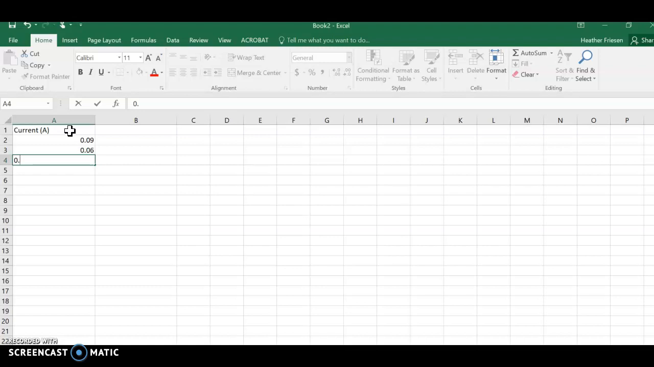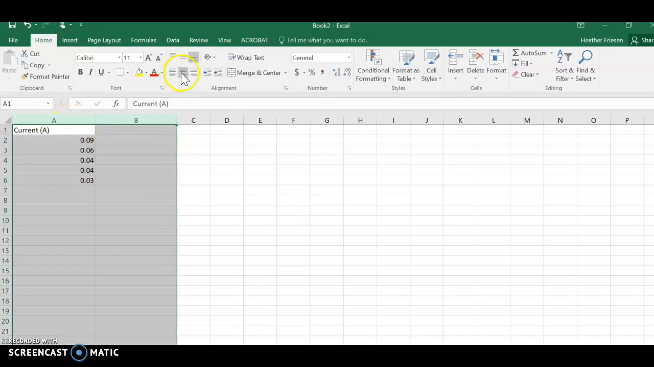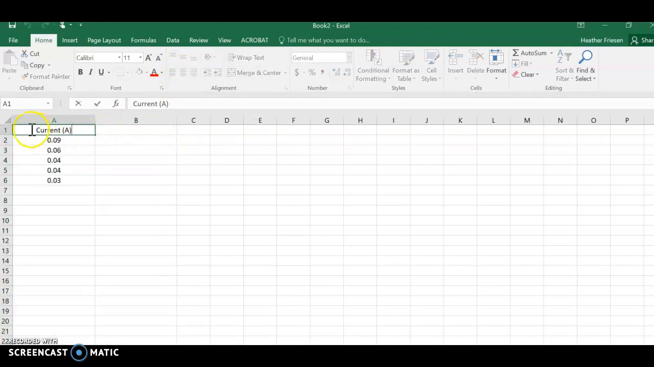And we'll just type that in, 0.4, 0.4, 0.3. I like to make that a little more tidy, so I'm going to put the data in the middle, and I'm going to bold the headers.